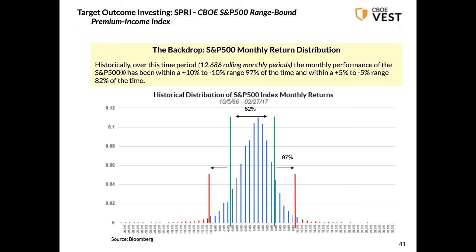And so here is a distribution of S&P monthly returns. At least going back over this period of 50 years, 97% of the returns have been within plus or minus 10%. Remember, we're talking about monthly returns. About 82% of the returns have been within a range of plus or minus 5%. So this gives us a natural place on which to sell options.